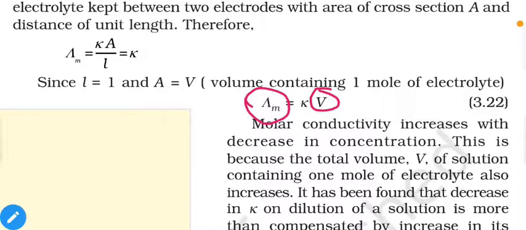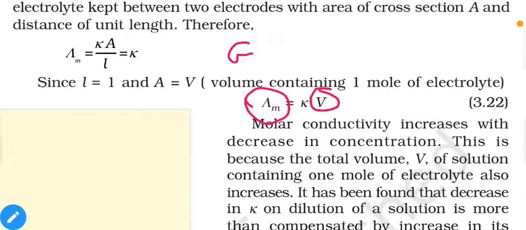But what about the normal conductivity G? In that case, if we increase the volume, we are actually decreasing the concentration, because how can we increase the volume? By adding water or adding solvent. If you add the solvent, then the volume will increase but the concentration decreases.